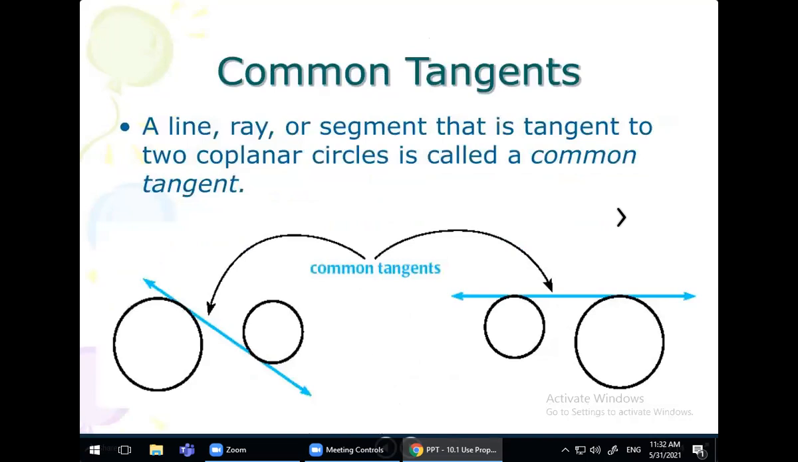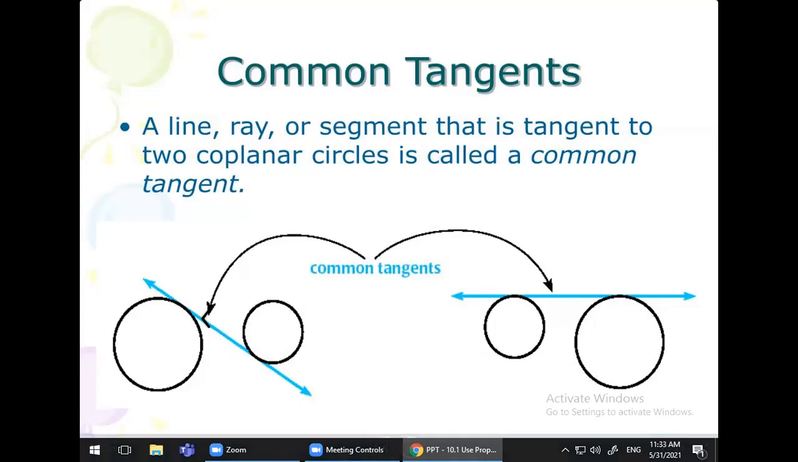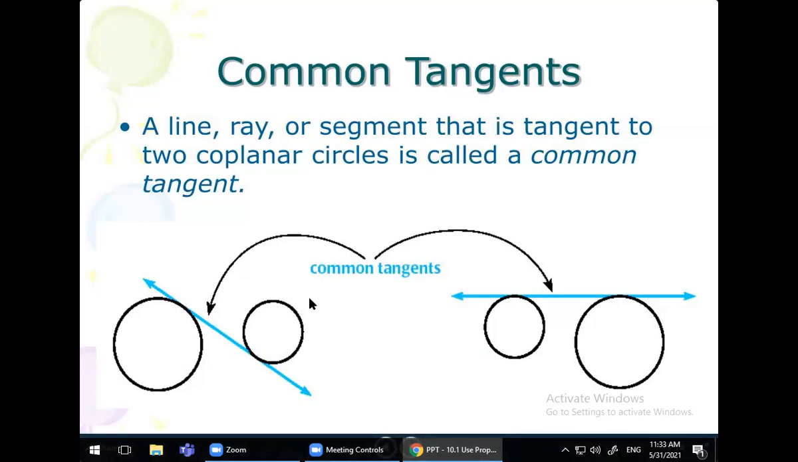Now we will talk about a common tangent. A line, ray, or segment that is tangent to 2 coplanar circles is called a common tangent. It does not pass through the circles, it just touches each circle at only 1 point. So any line, ray, or line segment that touches a circle at only 1 point, we can call a common tangent. Understood?